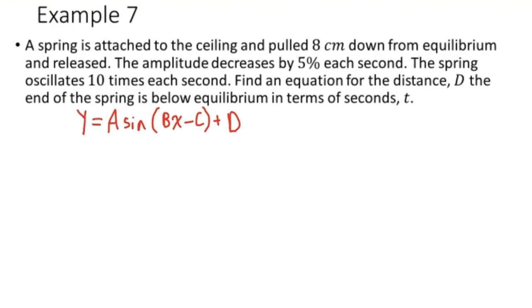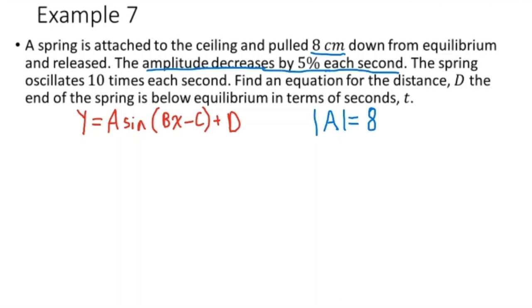The first thing that stands out is we're told that the amplitude decreases by 5% each second. So this time the amplitude is not constant, which means A is not constant. So if we were to try to calculate the amplitude after t seconds, we know we're starting at 8 centimeters. And since it's decreasing by 5%, that tells us our amplitude could be modeled with an exponential function.